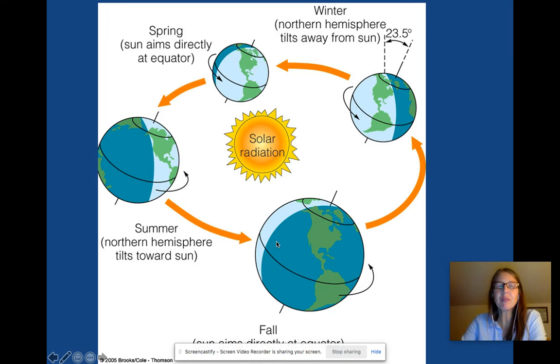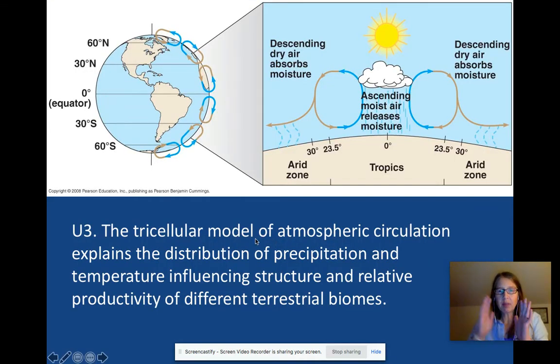Now, one of the hardest aspects of this is going to be looking at the tricellular model, which is global atmospheric circulation. This explains a lot of the reasons why the biomes are distributed across the globe the way they are: why tropical rainforests are found at the equator, why we find the taiga from about 60 degrees to 50 degrees, and why we find the tundra as we move further north. You can see these little circles here representing atmospheric circulation.